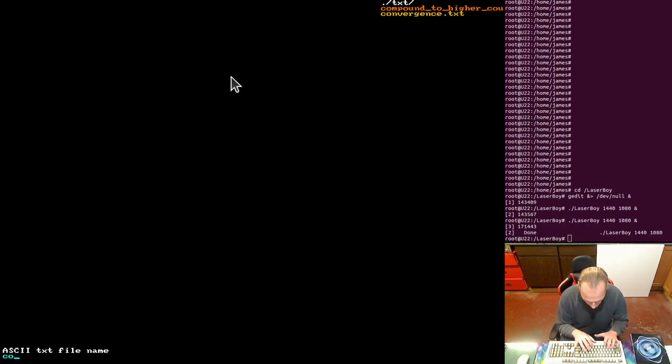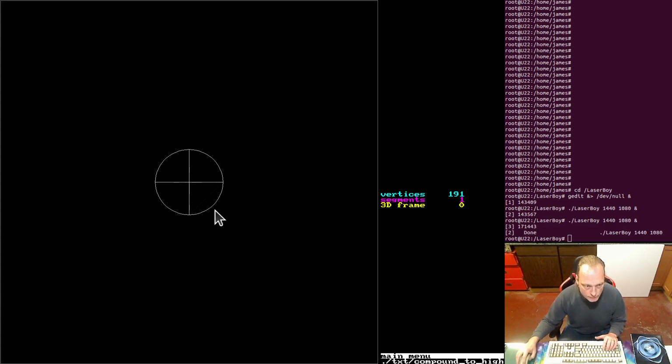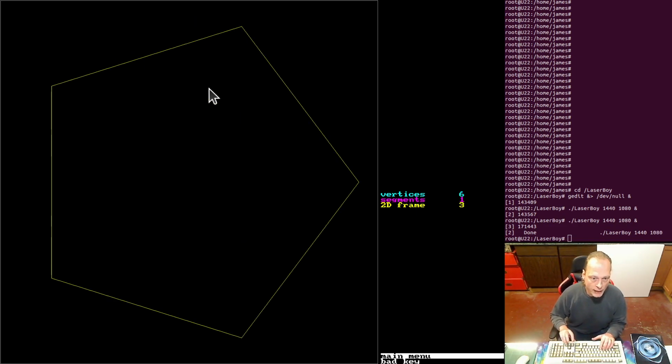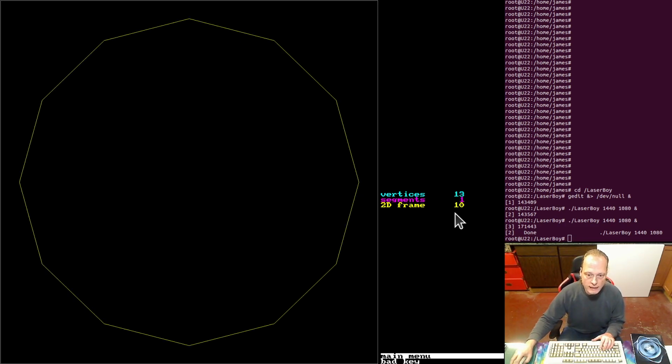Okay, all right, there. That's the unit circle, right? This is the first frame, and it is a perfect isosceles triangle, and it has 4 vertices in it. 1, 2, 3, 4. And that's it. This is a single vector, okay? So there's the triangle, the square, pentagon, hexagon. Okay, it goes all the way up to a 12-sided polygon, because there's 13 vertices. But like I said, this is a single vector right here.